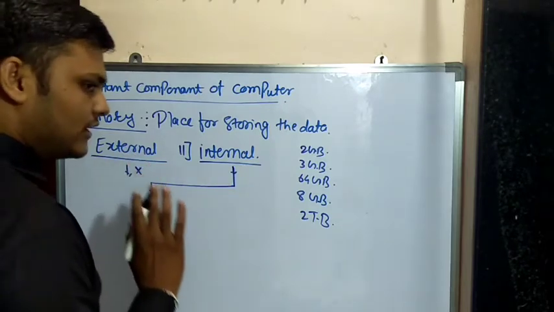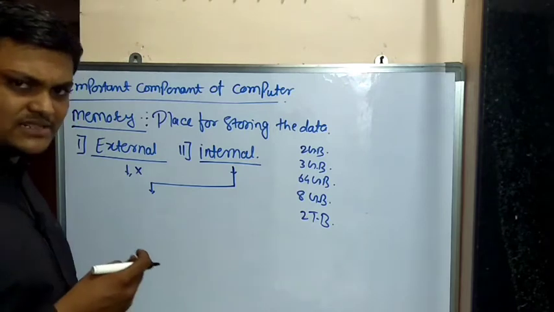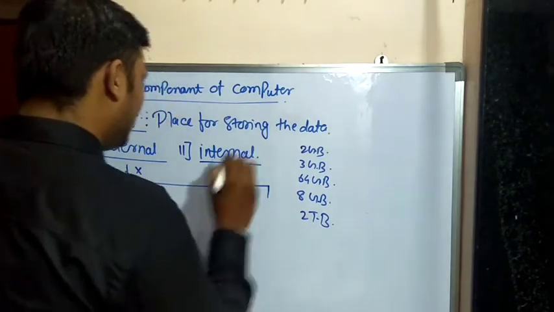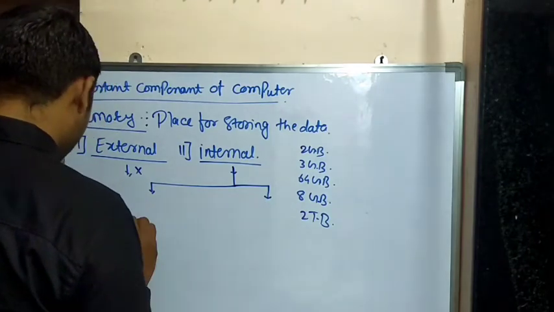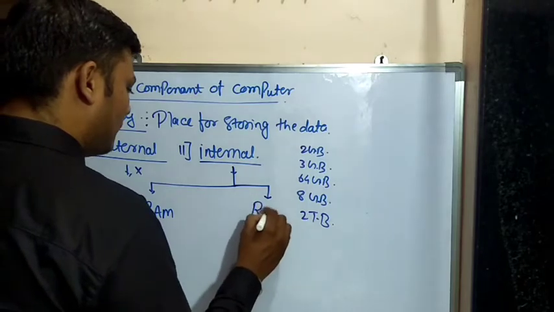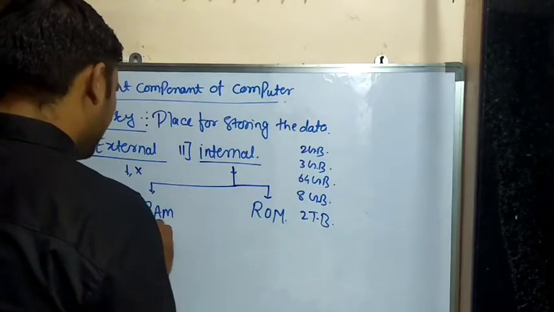External memory does not have any certain type because it is connected externally, so we can directly plug it in and use it as well. So internal memory is again of 2 types. First one is RAM and second one is ROM. What is meant by RAM बेटा?